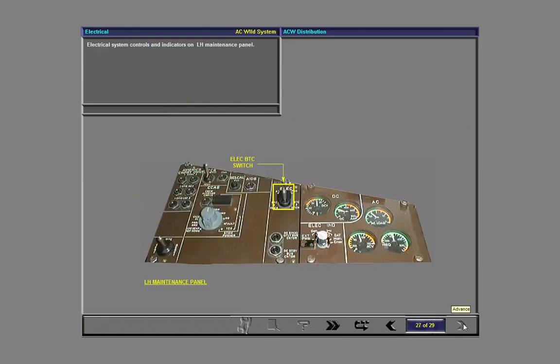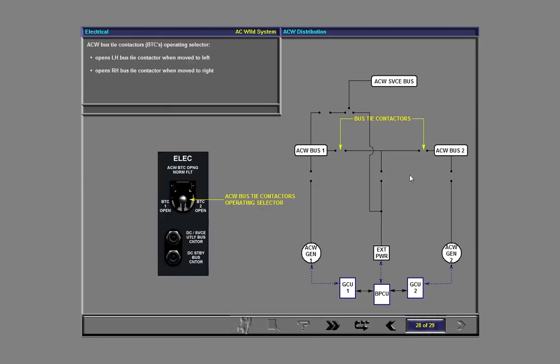Finally, in this lesson, we will describe the electrical system controls and indicators located on the left-hand maintenance panel. The guarded ACW bus tie contactor's operating selector opens the left-hand bus tie contactor when it is moved to the left, and opens the right-hand contactor when moved to the right. The selector must be in the guarded position for flight to prevent inadvertent configurations.